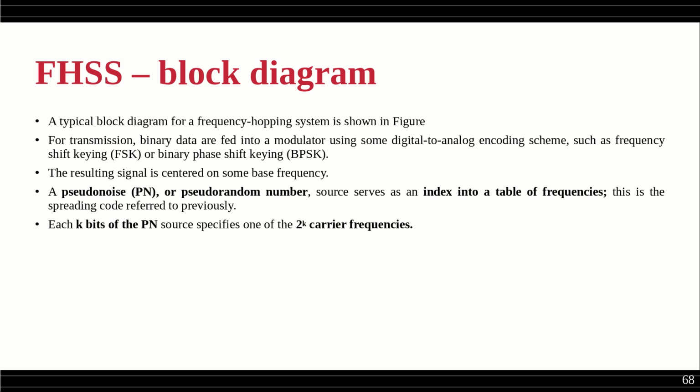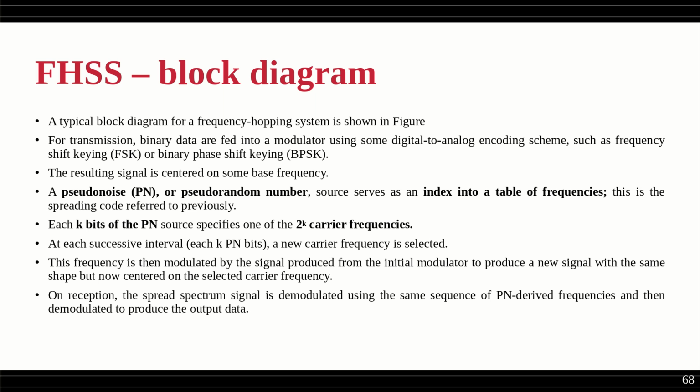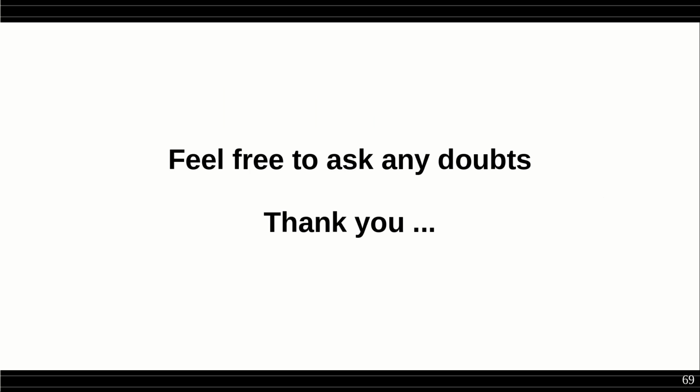Now each k-bit group of the pseudo noise source specifies one of the 2 power k carrier frequencies. At each successive interval, a new carrier frequency is selected in that way, and this frequency is then modulated by the signal produced from the initial modulator to produce a new signal with the same shape, but now centered on the selected carrier frequency. Now on reception, the spread spectrum signal is demodulated using the same sequence of pseudo-random-number-derived frequencies, and then demodulated to produce the output data.